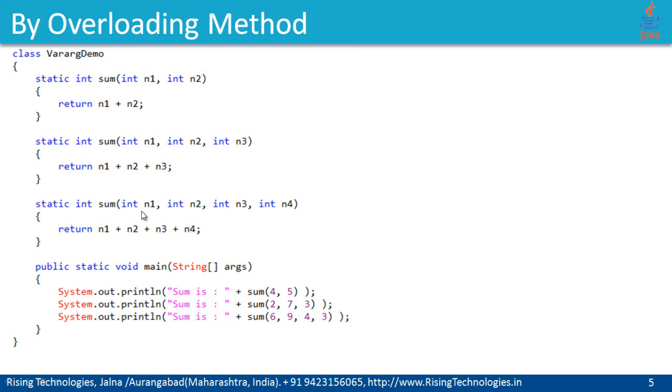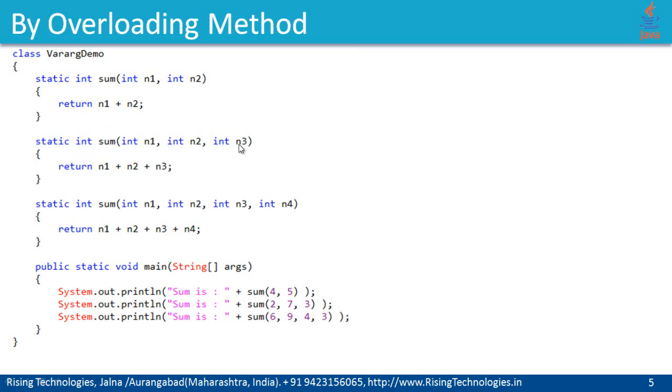So look at this sample piece of code. I have a class Vararg demo, and within this class I have a method sum. This method takes two integers as parameters and returns the addition of these two integers. But suppose I need to calculate the addition of three integers in the same program. What I can do is create another sum method that takes three integer arguments, and this method returns the addition of these three numbers.